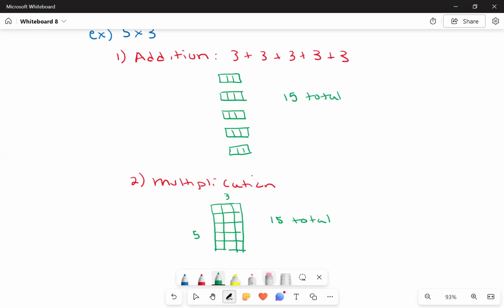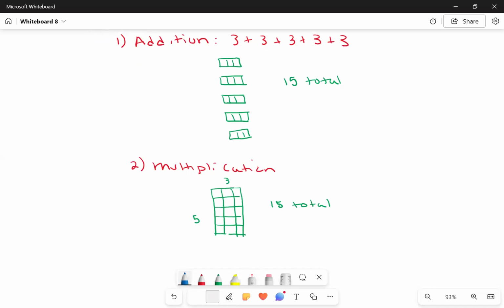Both methods work. You can even see that if we push those together, it looks like this rectangle down here. One is building on the idea of addition, which we just talked about, and the other is looking at it in terms of an area, this idea of multiplication of 3 by 5.